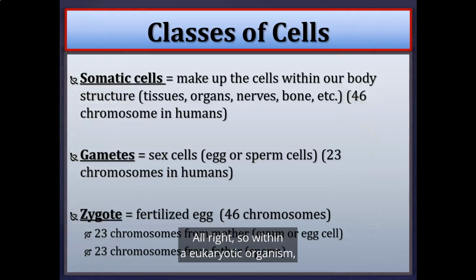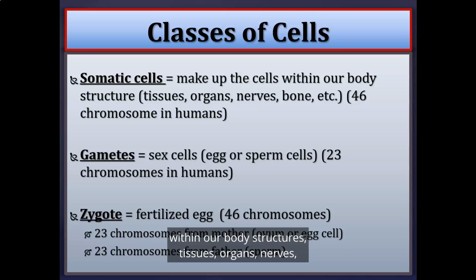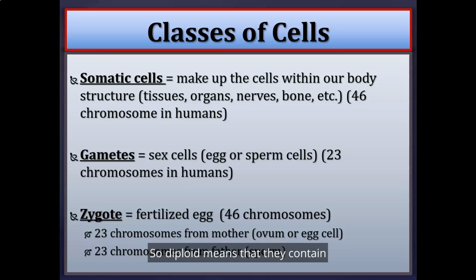All right, so within a eukaryotic organism, there are different classes of cells. Somatic cells, also known as body cells, make up the vast majority of all the cells within our body structures, tissues, organs, nerves, bone cells, etc. All somatic cells are what we call diploid. So diploid means that they contain an entire set of chromosomes. So a typical human will have 46 chromosomes in the nucleus of every somatic cell.